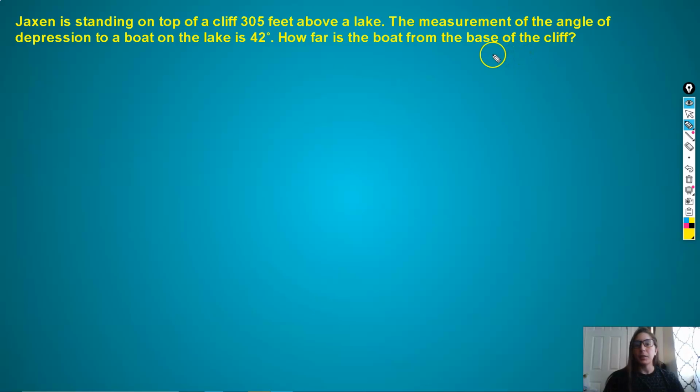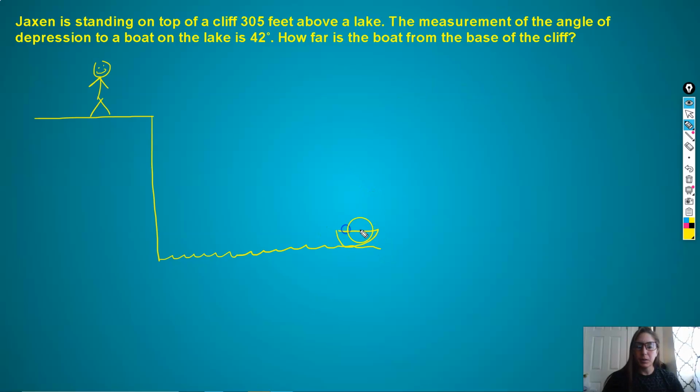Before we try to figure anything out, let's visualize what this says. So we have this cliff side here. We have Jackson, who's standing here. So this is a cliff side. We're also going to assume here that this cliff is a straight cliff. And then we have some water down here, because here's a lake. And then there's a boat in the water. So here's a boat. And now what do we know? We know the cliff is 305 feet.